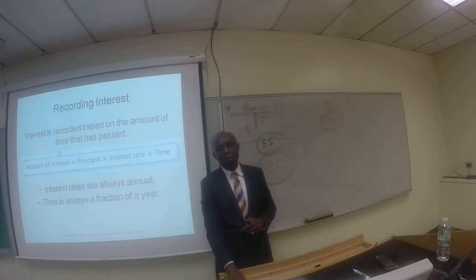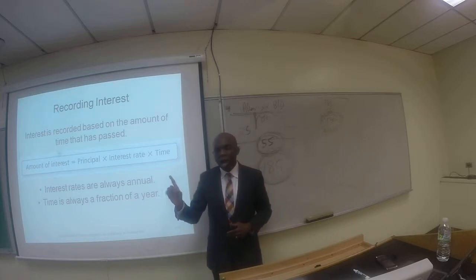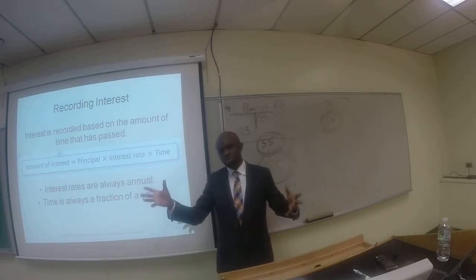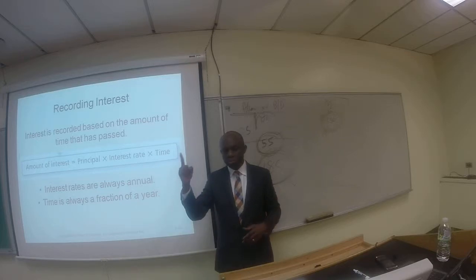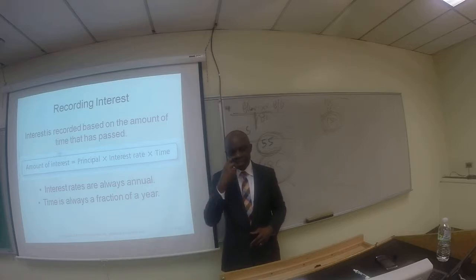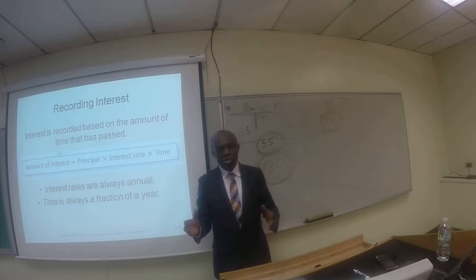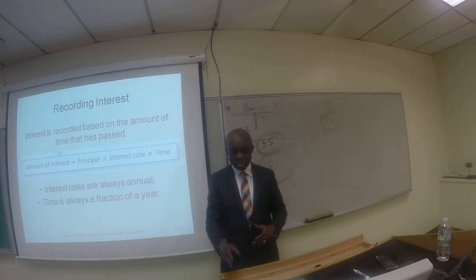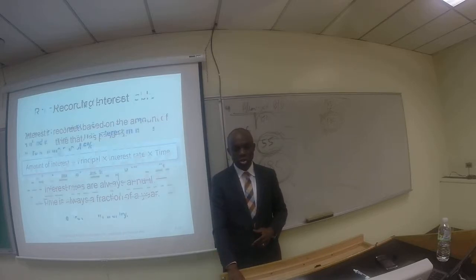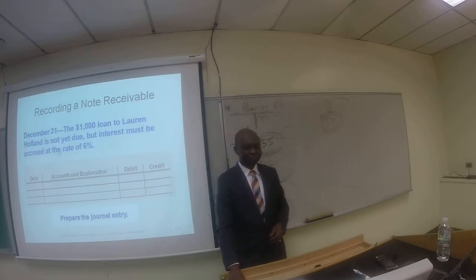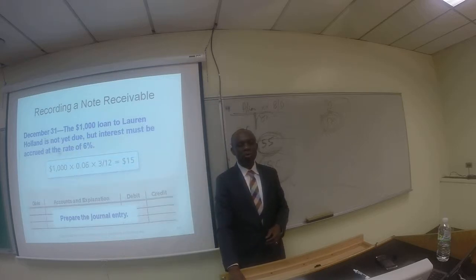So let's take a look at what happened here. How do we record interest? As you know, the formula for recording interest is principal multiplied by interest rate multiplied by time. Again, time is always a fraction of a year. So if we are talking about less than a year, we need to take the fraction of the year into consideration. So let's take a look at what happens here.